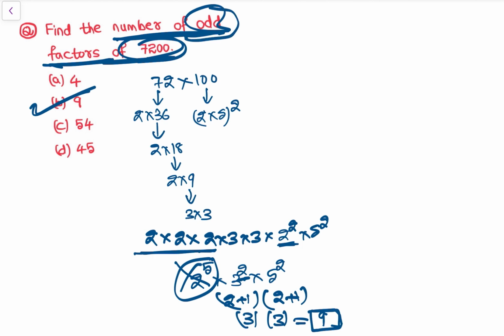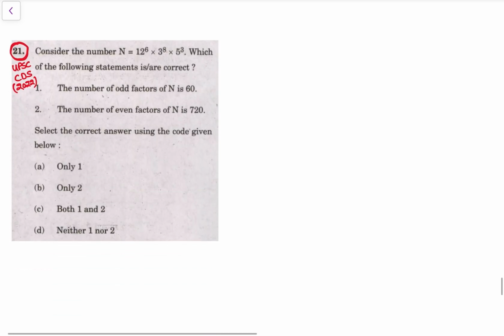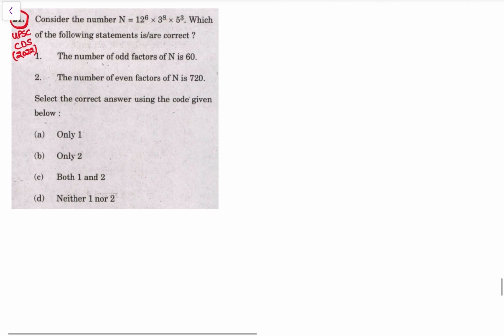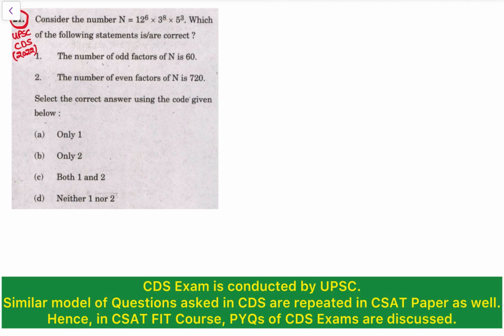So that's how we calculate 9 odd factors. Even factors we have seen, number of odd factors and even factors. So now let's see the questions asked in the UPSC CDS paper. So this is the question.